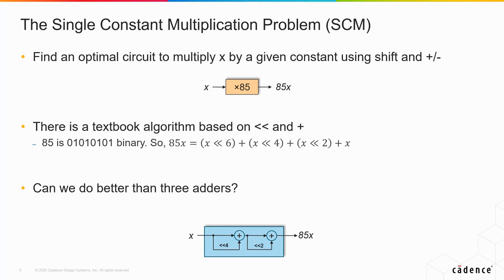And for the second part of our circuit, we multiply the result by 5. And the principle is the same again. We shift the input by 2 positions, multiplying by 4, and add the input again, multiplying by 5. And here we got a circuit for multiplying by 85, which is only using 2 adders.